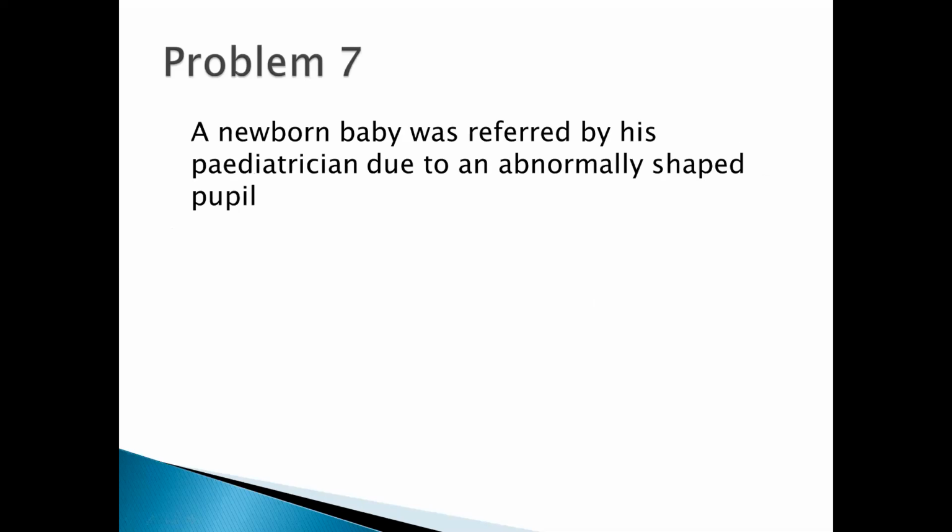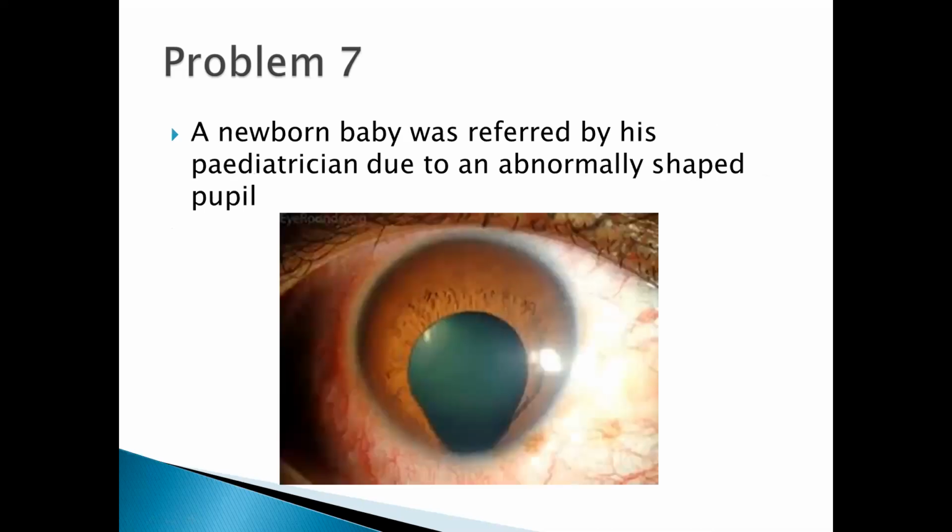Okay, next problem. A newborn baby was referred by his pediatrician because the baby had an abnormal shaped pupil. That was the pupil. Now, what is this called? Can you see the iris is deficient here and the pupil is kind of a keyhole shaped pupil. So that is called iris coloboma.